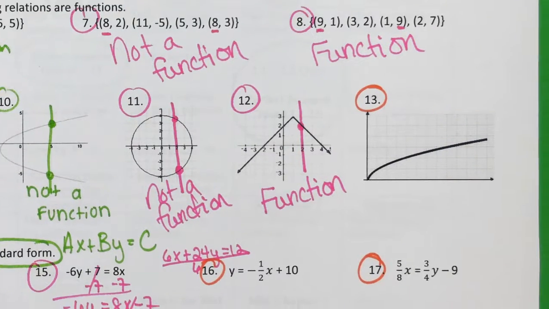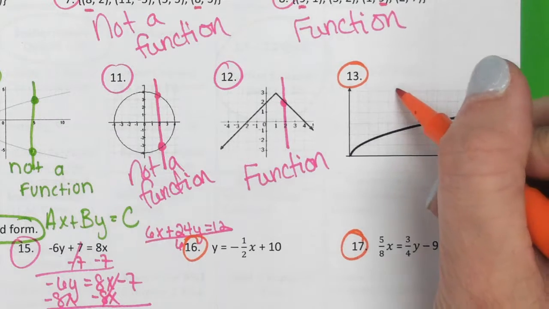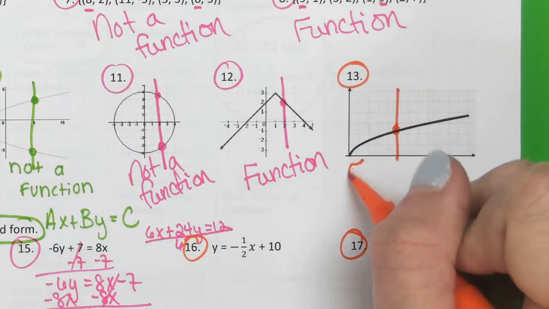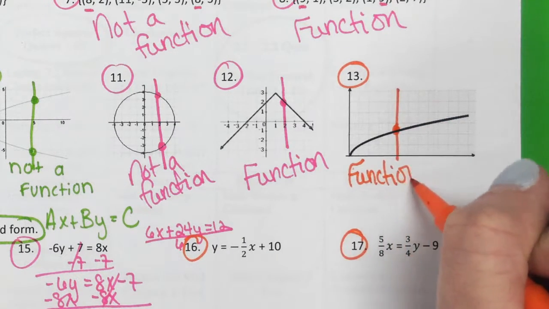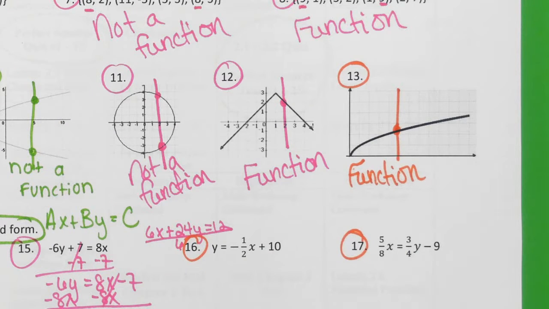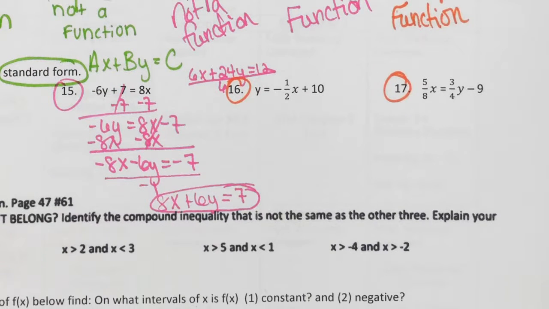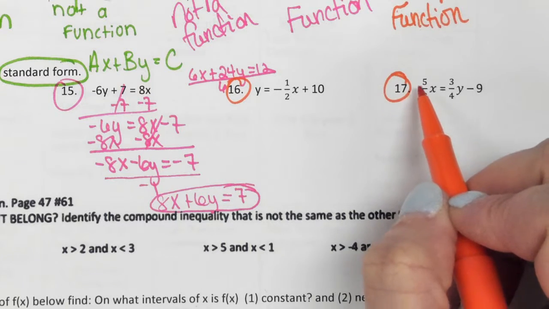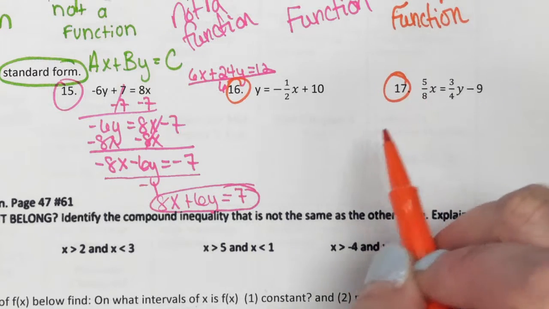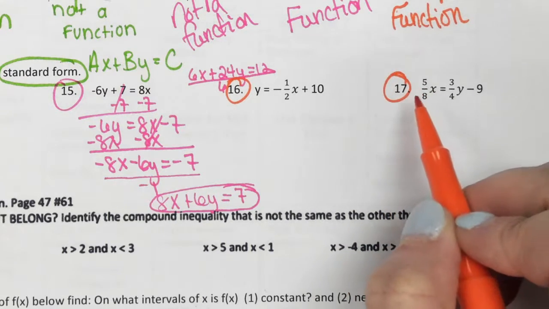Alright, what about number 13? Function or not a function? Function. It only hits once. Okay, on your quiz today, you're gonna have standard form. And on that standard form, there are 3 things about standard form. You cannot have x as a negative, like you can't have the leading one as a negative. What else can you not have?